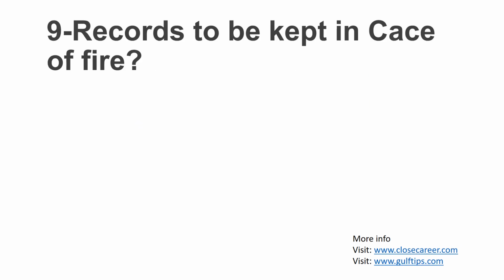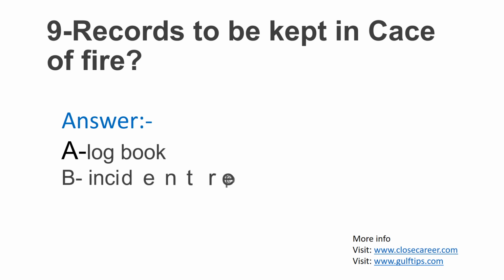Question number 9. Record to be kept in case of fire. If there is a fire, what type of record does the security guard need to write? Okay, the answer. A. Logbook. You have to record in a logbook. B. Incident report. If anything happens, you have to write an incident report. Just like the fire, also one type of incident, right? You have to write the incident report.